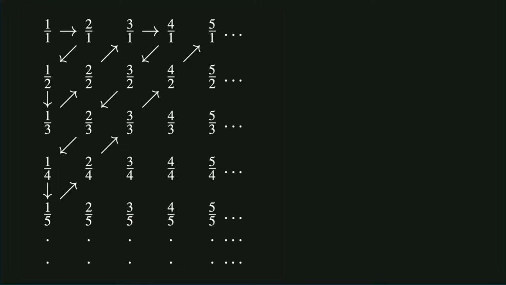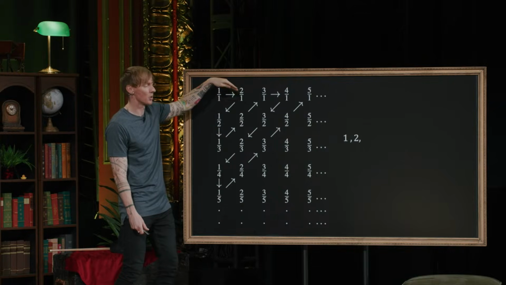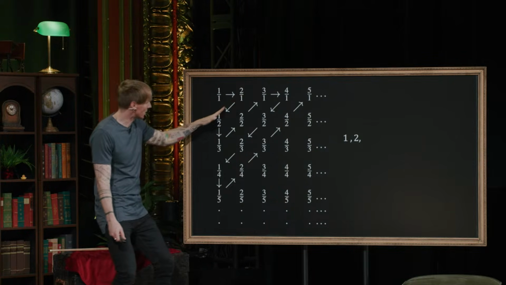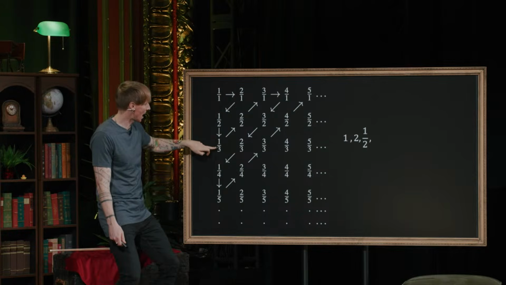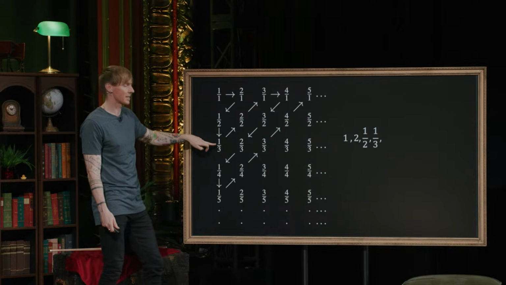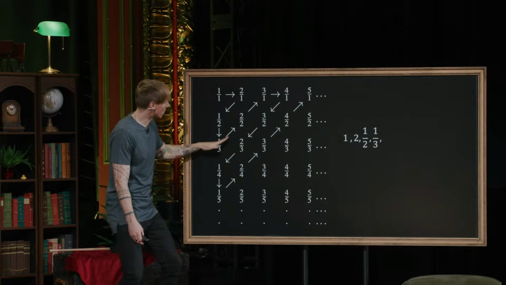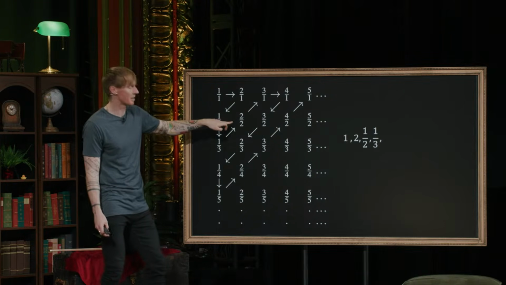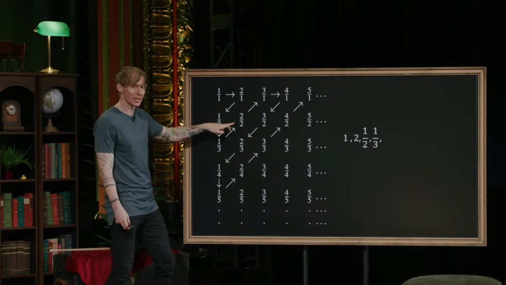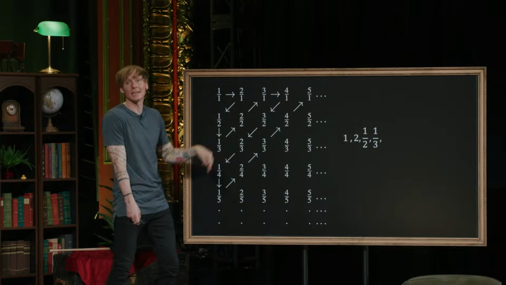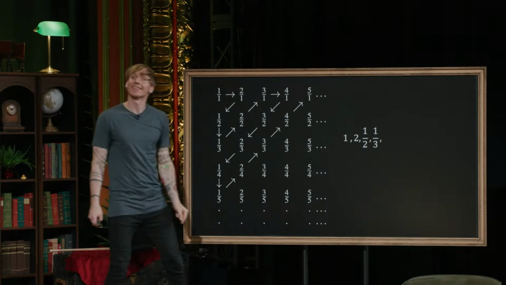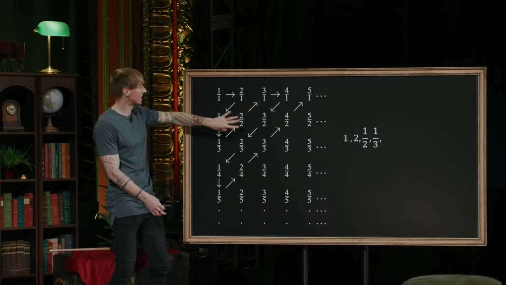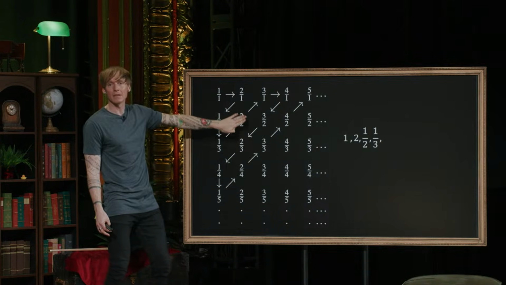You begin in the top corner. So we have the number 1. We move across to get the number 2. We then go diagonally down to a half. So we add in a half. We then go down to a third. So we add in a third. And then we go diagonally up to 2 divided by 2. Now you'll notice 2 divided by 2 is just 1, and we've already included 1 in our list. So at this point, we are going to exclude any repeats.